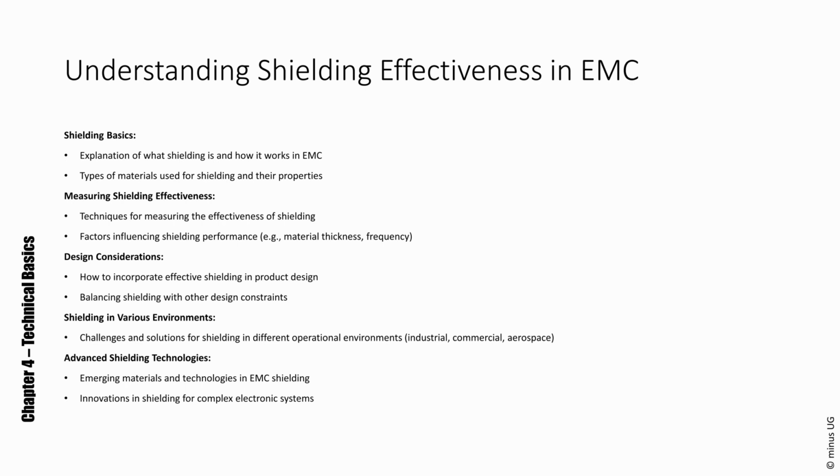It works by either containing emissions from a device or protecting it from external electromagnetic fields. This is achieved using materials that either reflect or absorb electromagnetic radiation. Common shielding materials include metals like copper, aluminum, and steel, which are effective due to their conductive and, in some cases, magnetic properties. The choice of material depends on factors like desired shielding effectiveness, weight, and corrosion resistance.